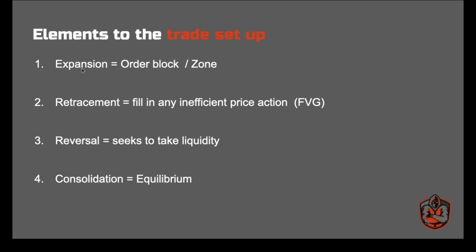When there's an expansion, you'll notice an order block or a zone is left behind. When price is retracing, it is usually retracing to fill in any inefficient price action. And when price reverses, it usually seeks to take out any liquidity, right? And then consolidation, just write equilibrium. That's not really that important, but these are the 3 most important points I want you guys to note down.